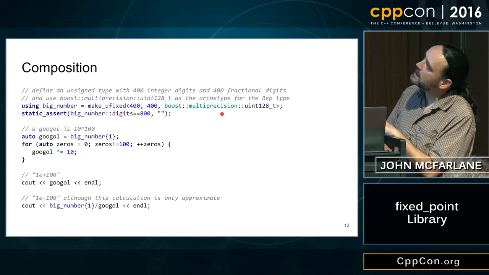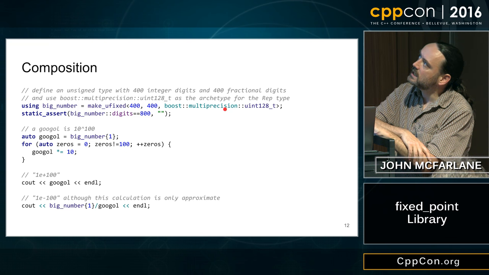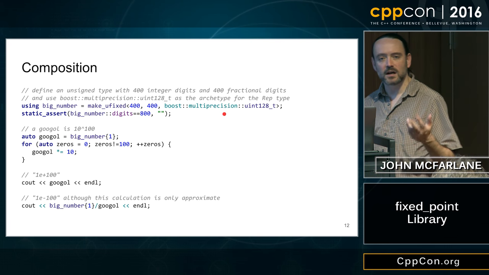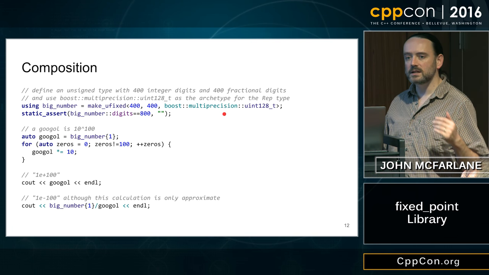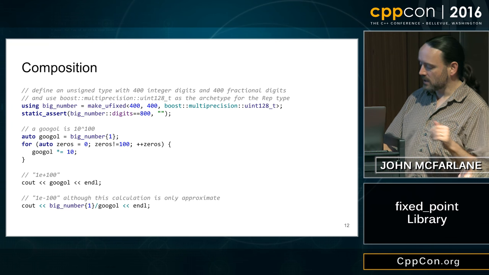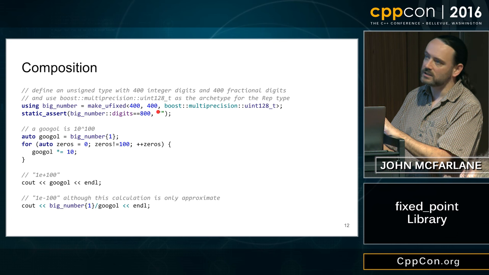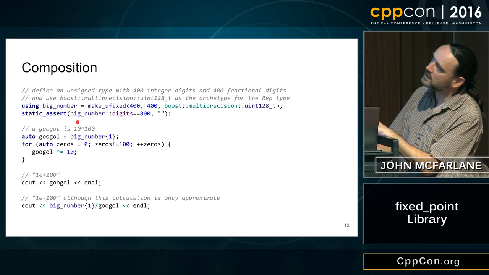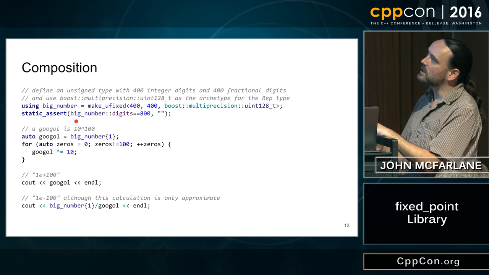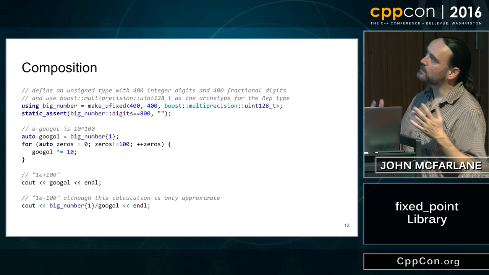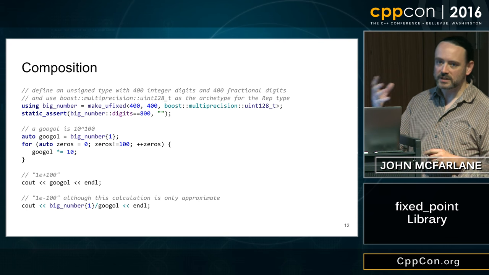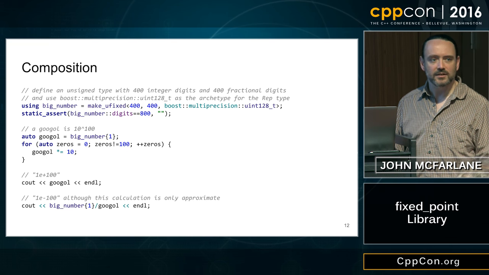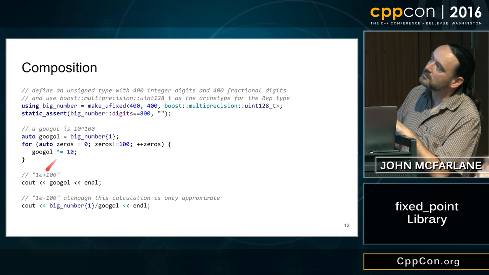Now, this type here, you'll notice it's only a 128-bit type. But what I'm saying with this type is use this as the, I call this the archetype. So basically, take a type like this, widen it as necessary in order to come up with a type which can store numbers with this many digits in it. So what you get back is this type, big number, which is now a fixed point type with 800 digits in it. And the beauty of this is I'm harnessing Boost Multi-Precision to do all the work of storing absurdly large numbers, and then I'm just treating it like any other built-in int.